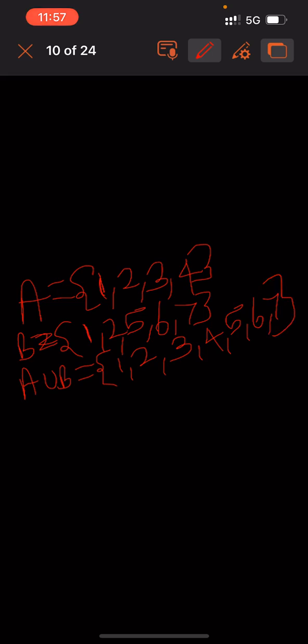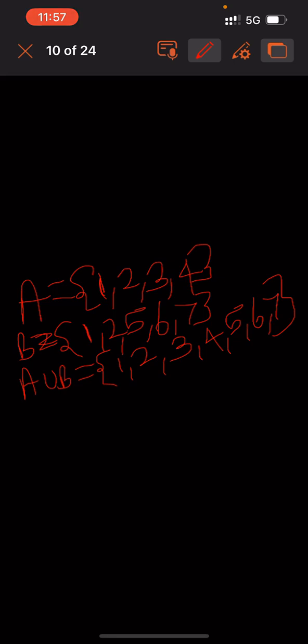What is the answer for A union B? A union B means the element should belong to A or B. So we can combine these. One thing we have to notice here: the repeated elements we don't write once again. A single time we can write inside the set. So here we have 1, here also we have 1, so one time we write, that is enough. 2 also we have in A and in B, so one time we write 2, then 3, 4, 5, 6, 7. So all these elements belong to A or B.